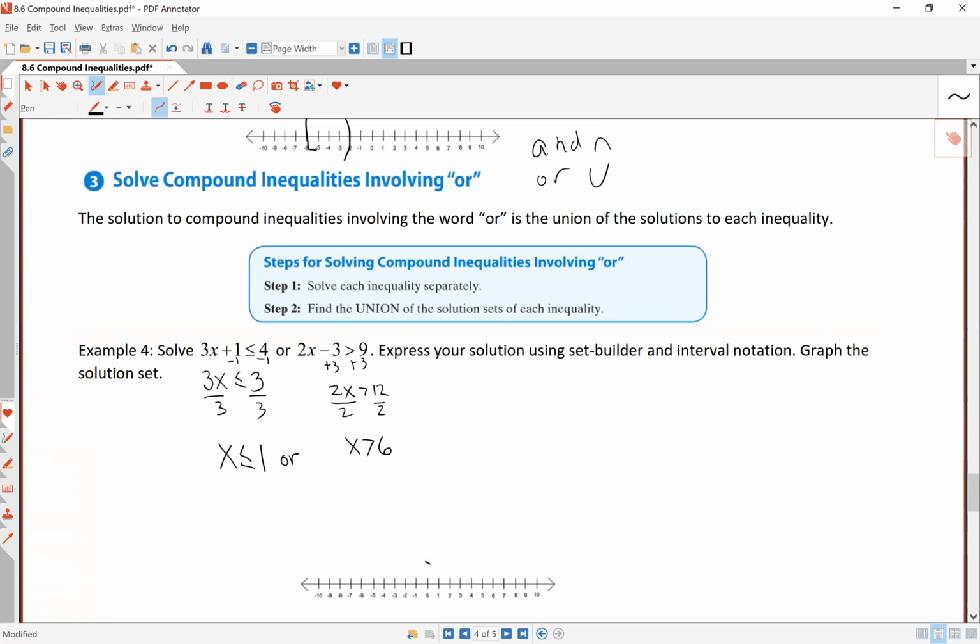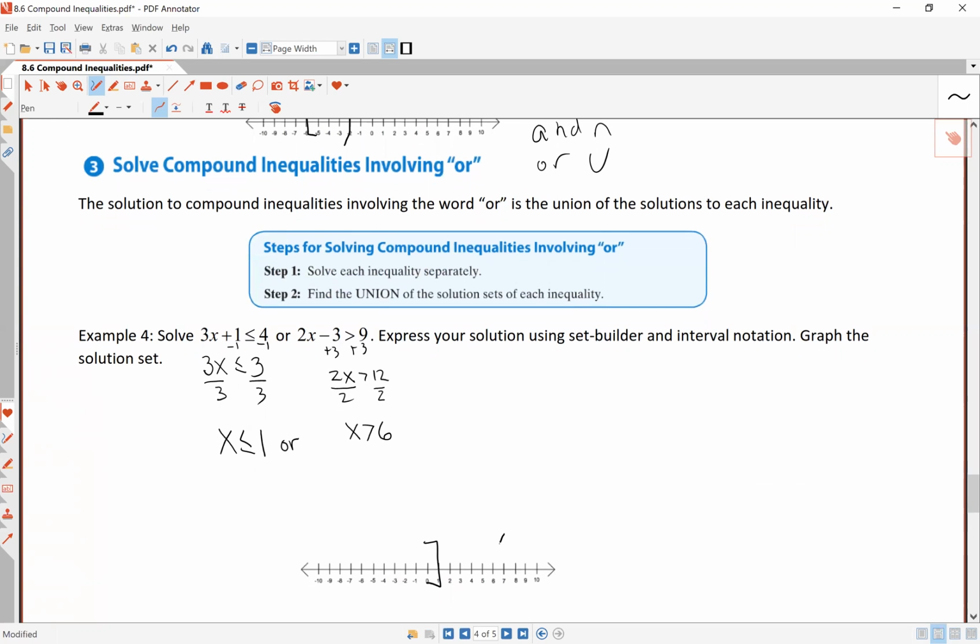Less than or equal to 1 is all the numbers less than 1 and including 1, or x is greater than 6. So we have to put these two sets together. The union puts the two sets together. And so the set builder notation is the set of x such that, there's no compact way to write this anymore. It's x is less than or equal to 1, or x is greater than 6.